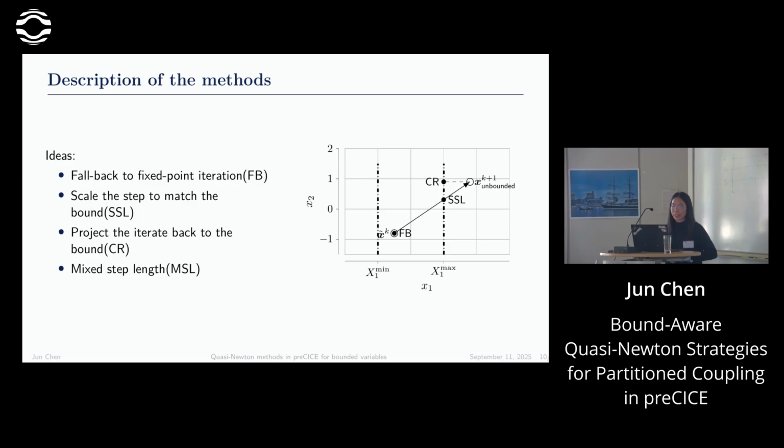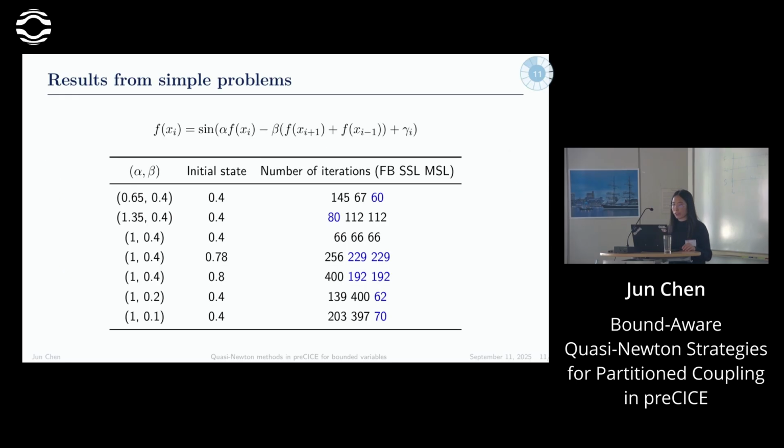The mixed step length is the method which can't be visualized, because what I do is I switch between the fallback method and the scaling step method depending on how far away it overshoots. My argument is that when it's only a little bit outside the bound, I think the Quasi-Newton is still doing the correct thing, so I cut it back to the border. But if it's very far away, I would directly discard the step because the Quasi-Newton doesn't have valid information either.